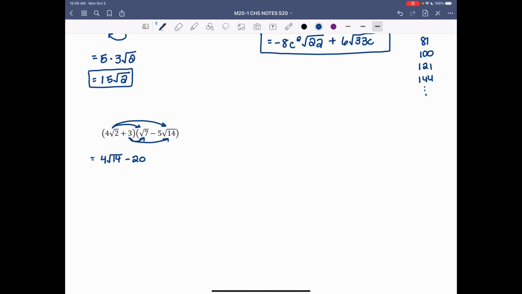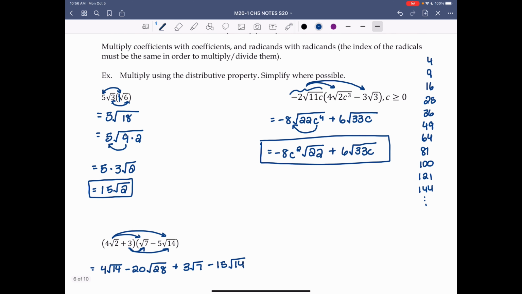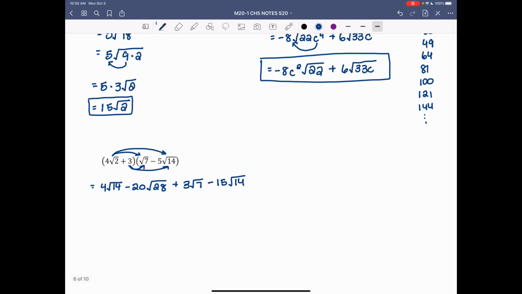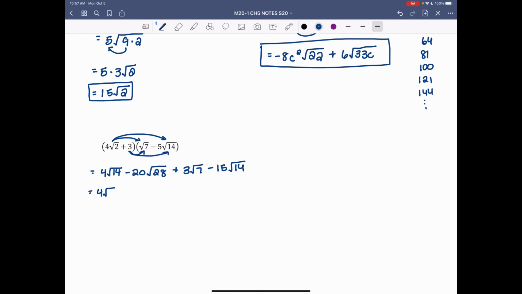And then root 2 times root 14 is root 28. 3 times square root 7 is 3 square root 7. And 3 times negative 5 square root 14. 3 times negative 5 is negative 15 square root 14. We want to simplify. Half of 14 is 7, so our only perfect square that we can even consider is 4, and 14 is not divisible by 4. So we can't simplify square root 14. 4 square root 14 is as simplified as it gets.